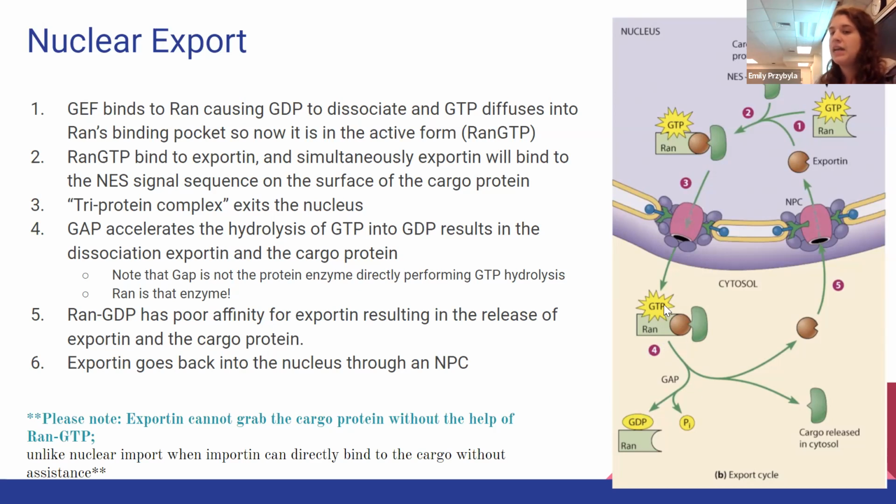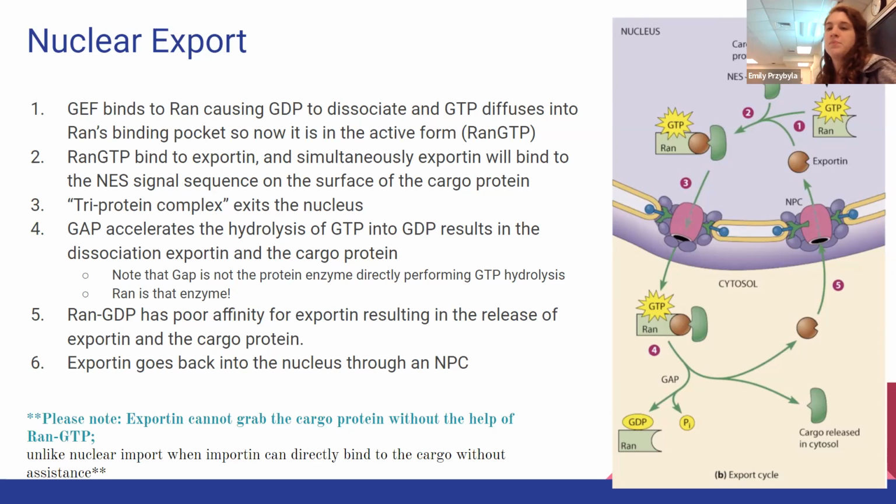So GAP is going to come in and again help RAN be its best self, help RAN hydrolyze quicker to release the exportin. And remember, when exportin was not bound to RAN GTP, it was not able to bind the export sequence. So as soon as RAN GTP turns to RAN GDP, it releases exportin. Exportin changes conformation, releases our cargo, and our exportin goes back into the nucleus to go pick up more cargo.